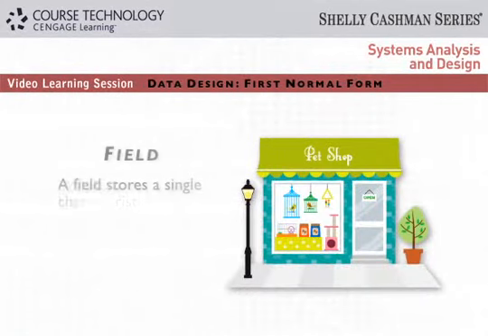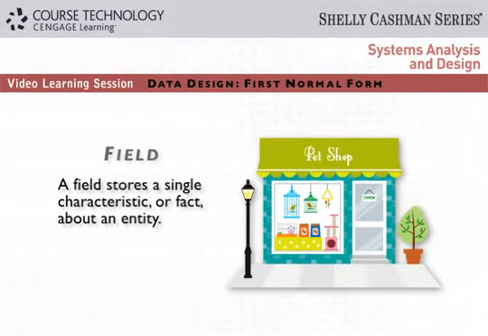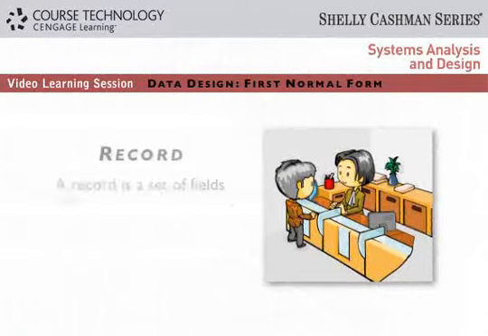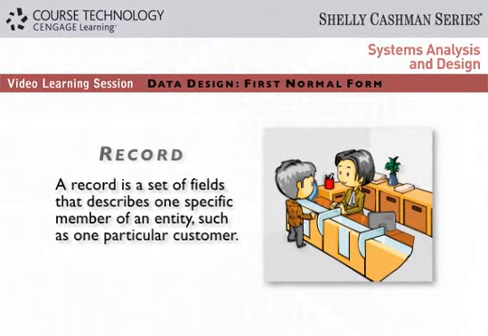A field stores a single characteristic or fact about an entity. For example, if you manage a pet store, you might want separate fields that describe pet type, breed, color, and size. A record is a set of fields that describes one specific member of an entity, such as one particular customer. If you have 1,000 customers, your customer table will have 1,000 records, one for each customer.